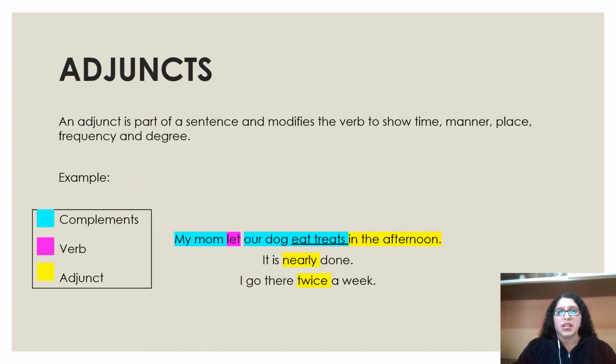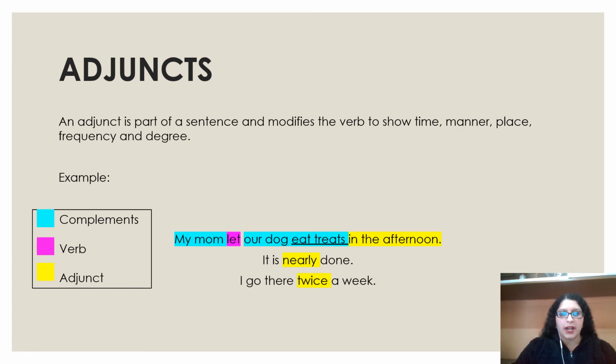An adjunct is part of a sentence and modifies the verb to show time, manner, place, frequency, and degree. It depends on some other word or element, especially on clauses, and has adverbial functions. So in the example, my mother let our dogs eat treats in the afternoon. The adjunct is in the afternoon because it's the additional part of this sentence that shows time.